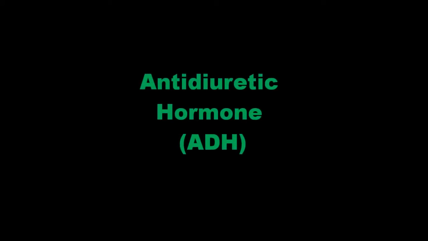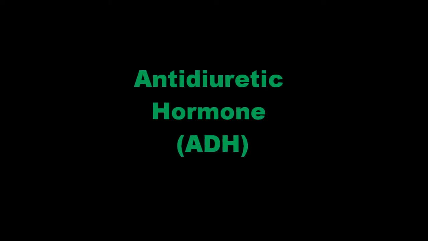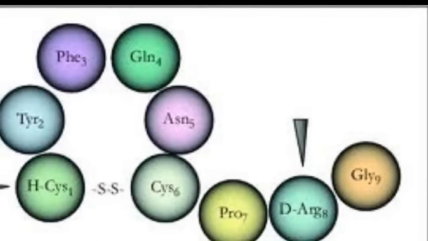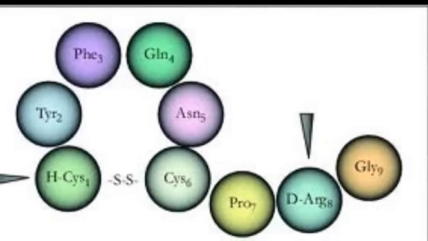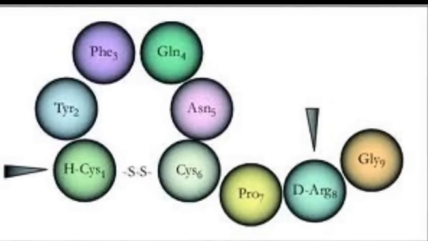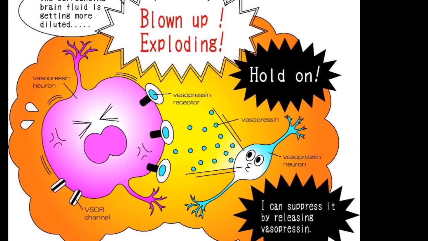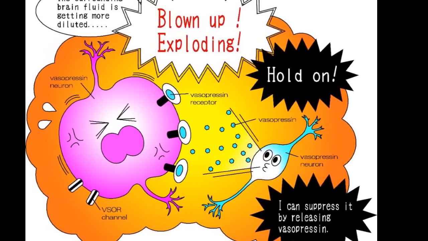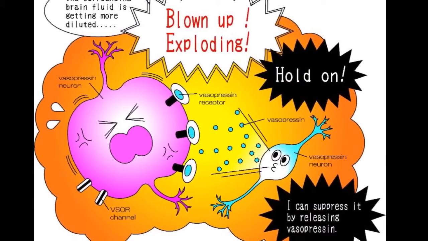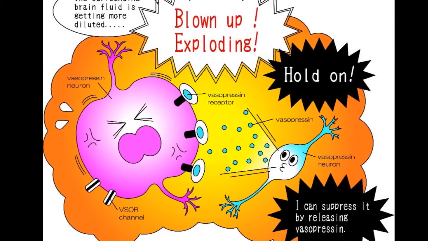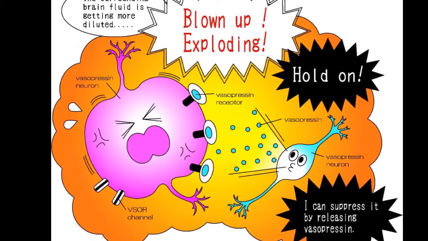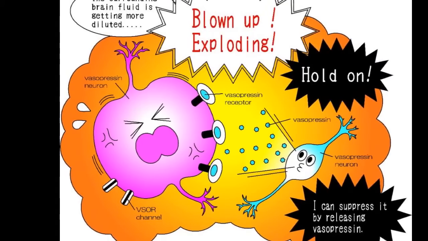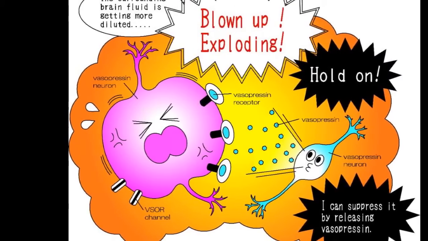Now I will discuss the 2 hormones that are released from the posterior pituitary gland. The first hormone I will discuss is called antidiuretic hormone, or abbreviated ADH. Antidiuretic hormone is a 9-amino acid peptide. Antidiuretic hormone can also be called vasopressin. Antidiuretic hormone acts on the kidneys, and its function is to control fluid and electrolyte balance. Primary function is retention of fluid.